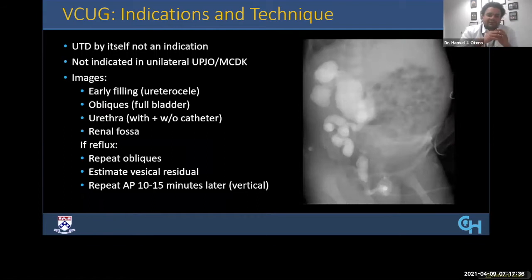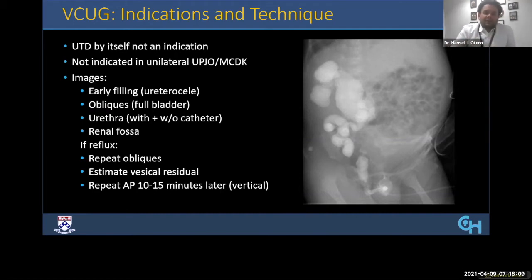So just a quick pit stop to check on BCUG. UTD by itself is not an indication, particularly if the ureter is normal. And BCUG is not indicated when you have unilateral UPJ obstruction or multicystic dysplastic kidney. If your contralateral kidney is normal, you don't need a BCUG for those indications. Again, other clinical parameters apply, but I want you to at least know these basics.